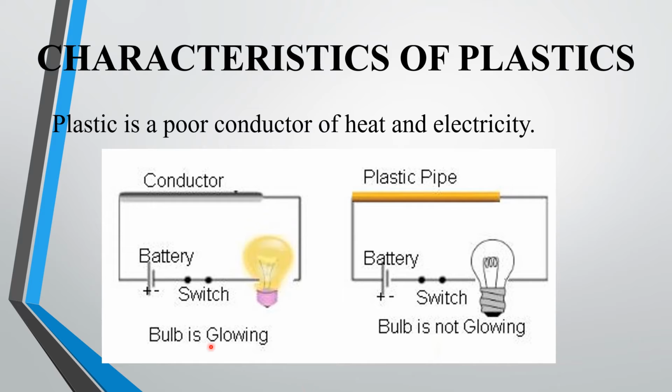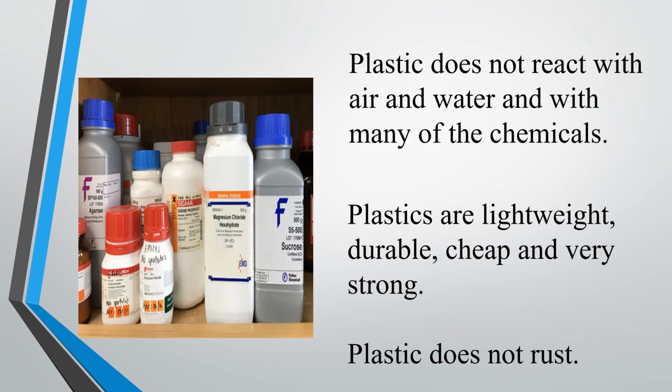For example, you all have learnt about circuit diagrams. In this figure, they have given in this particular place a conductor, which can be a metal, which allows the current to flow, and hence you can see the bulb glowing, whereas in this figure they have replaced this metal conductor with a plastic pipe, and you can see clearly the bulb is not glowing. This 100% indicates that plastic pipes are not able to conduct electricity, or we can say that it is a bad conductor of electricity.